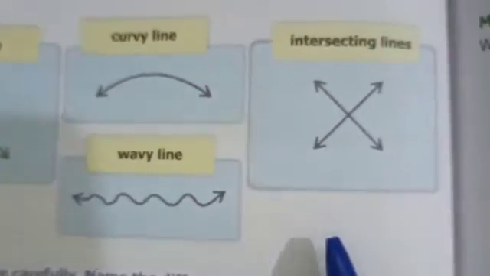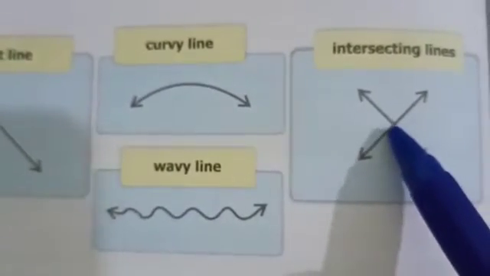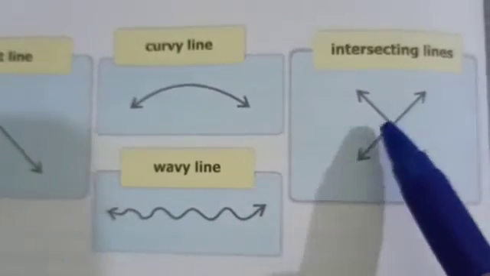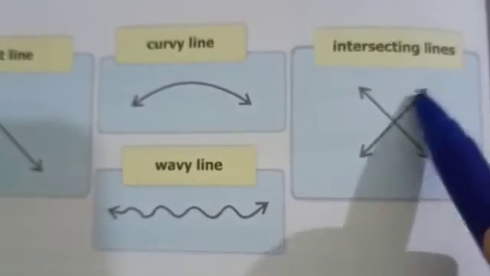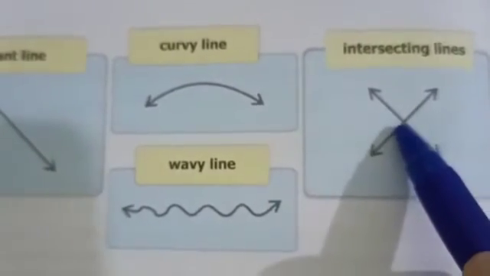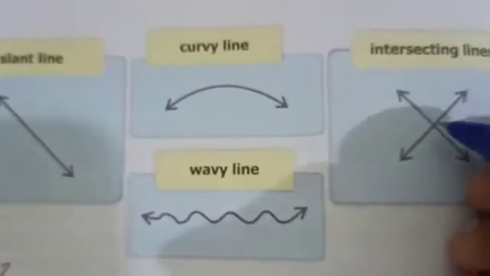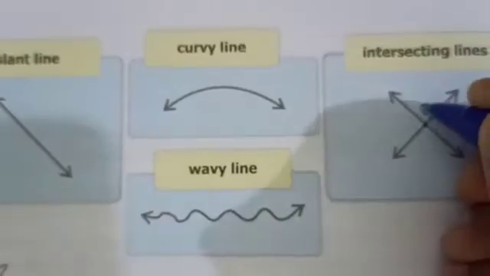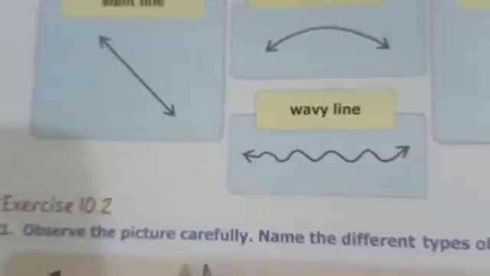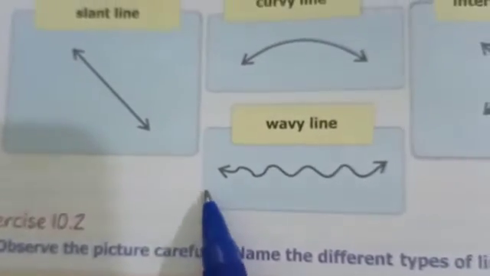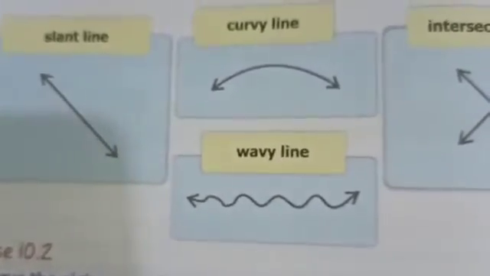Next, intersecting lines. These lines cross each other at one point. Okay, these are two straight lines drawn on a plane, and they intersect each other at one point, and this point is called the point of intersection. For example, if I give the name O to this point, then the point of intersection is O. Then the wavy line. A wavy line has a series of regular curves. See, curves are here and this is a wavy line.